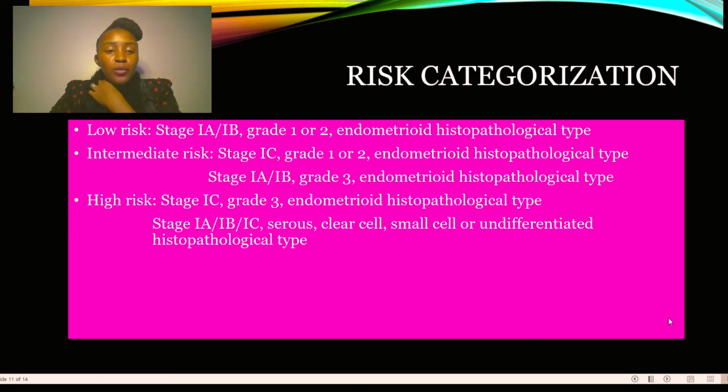When we come to high risk, we have stage 1C, grade 3, endometrioid histopathological type, and stage 1A, B, and C serous, clear cell, small cell, and undifferentiated histopathological type. So you could be having grade 1 of whichever stage, but for as long as it is serous, clear cell, small cell, or undifferentiated histopathological type, then that is severe disease and it is high risk.